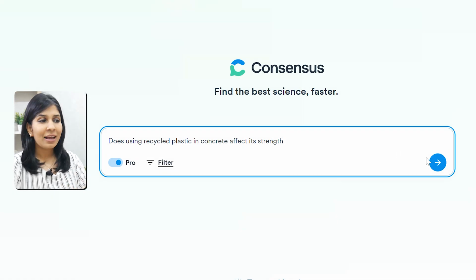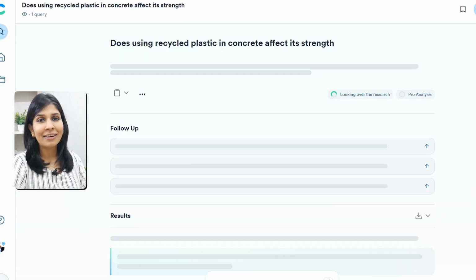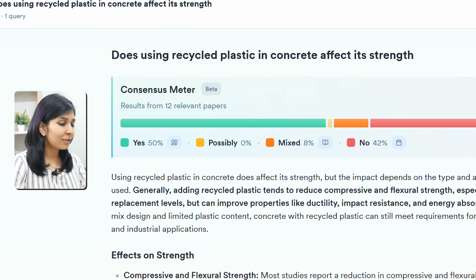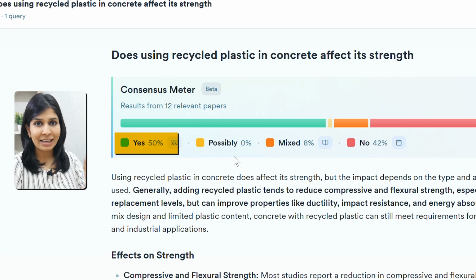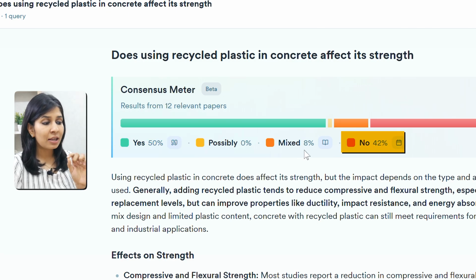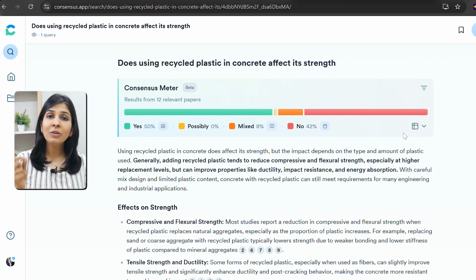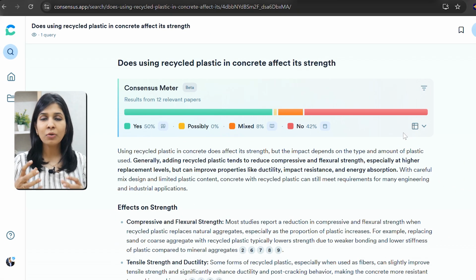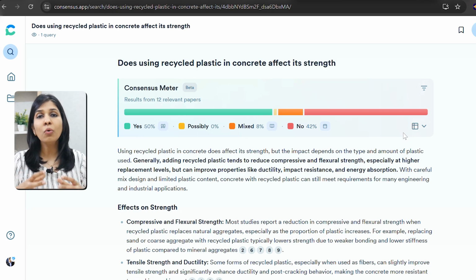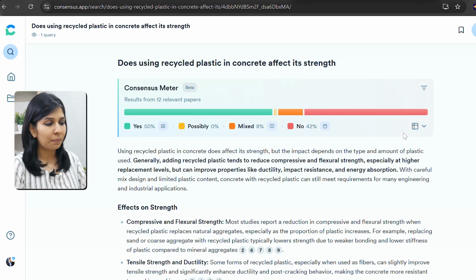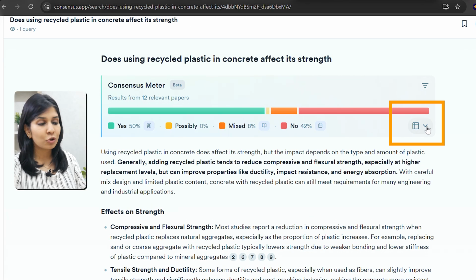So you go on Consensus and you ask the question, does using recycled plastic in concrete affect its strength? And now let's see the answer. So the Consensus Meter says 50% say yes, 42% say no, and 8% have a mixed opinion. So now this is a clear gap because there is no clarity or consensus of opinion among the papers that are out there. So this does seem like a research gap, but we are going to dig deeper by expanding this study snapshot option.